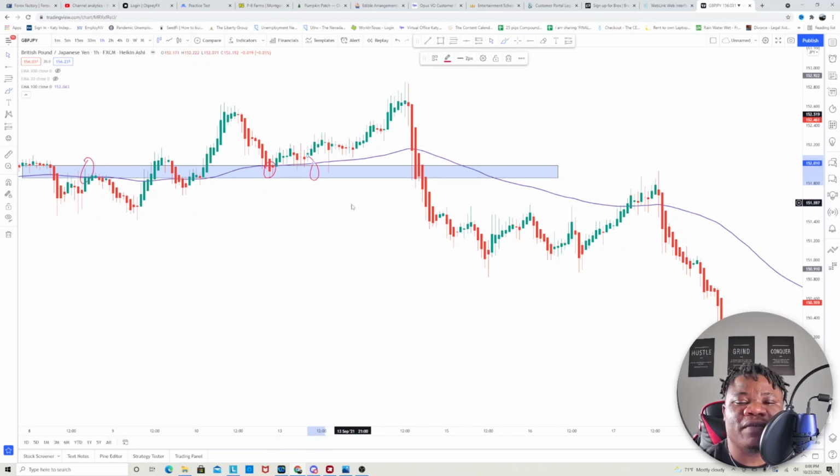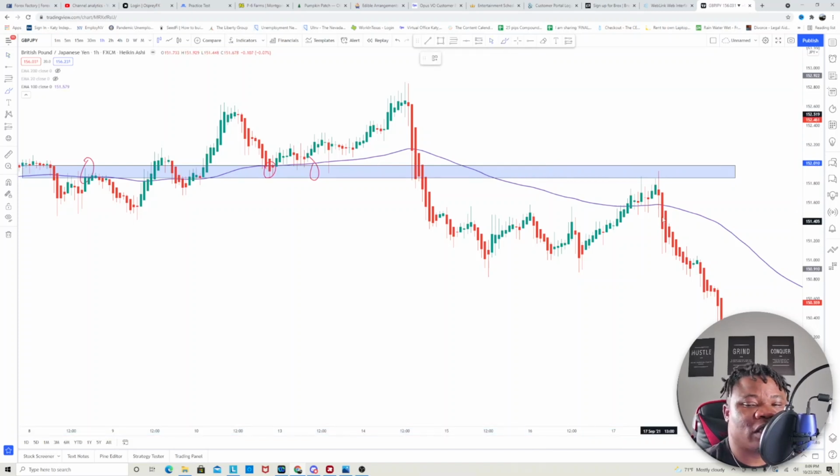We have a support zone here because resistance became support over here. Once we have that and we have a break below the support zone, you can get in your sell position or you can wait for a retest. If you had waited for a retest, your entry would have been somewhere over here. This is where your entry would have been.